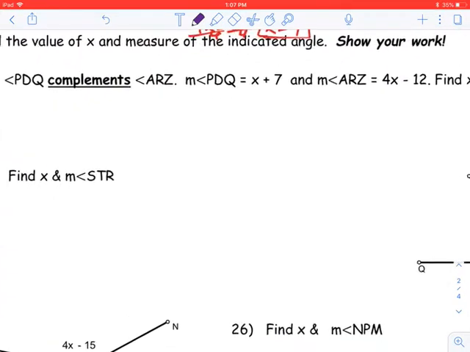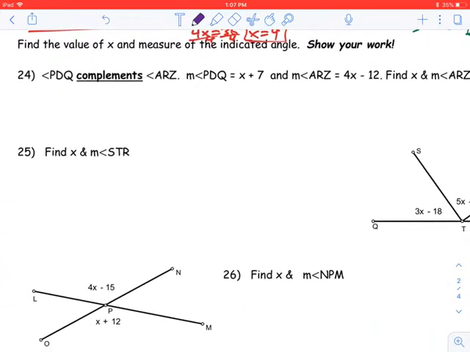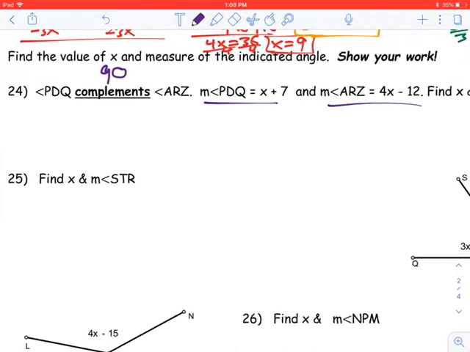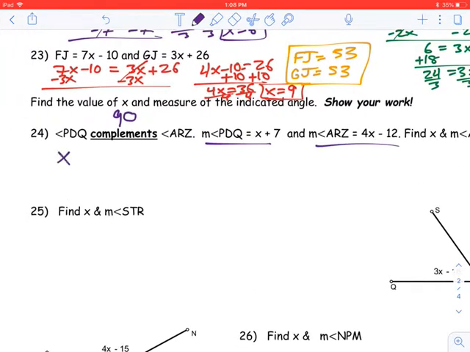For these ones, you just got to really pay attention to what it's saying. So PDQ, angle PDQ complements ARZ. So complement automatically means adds up to 90. So I don't really need a picture here. If these add up to 90, that's all I need to do.